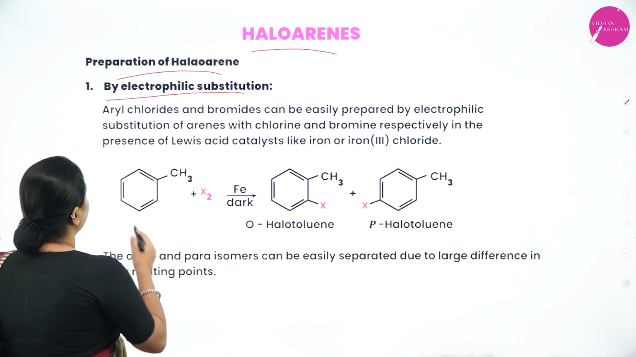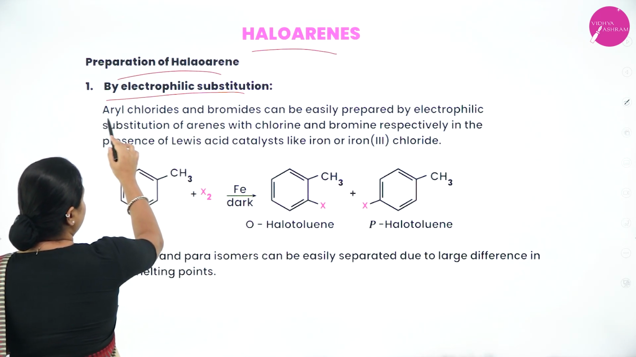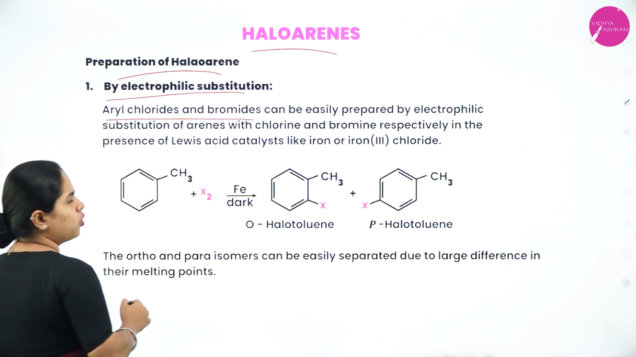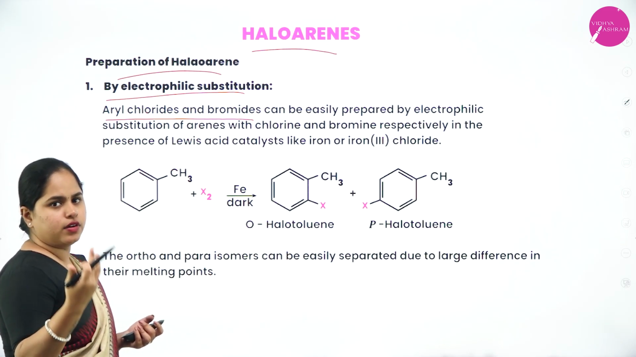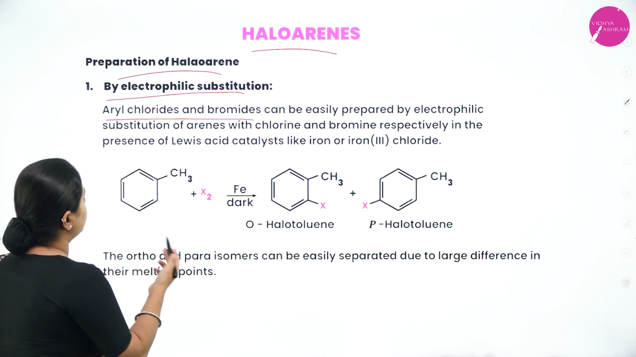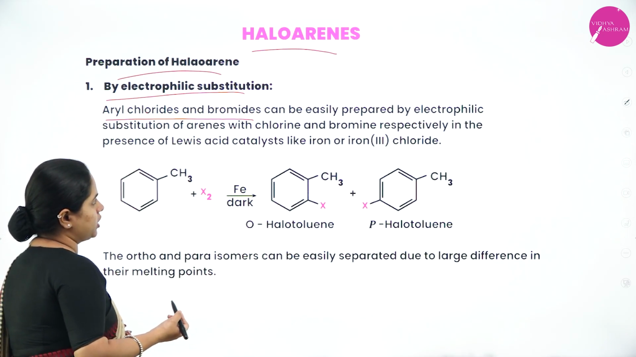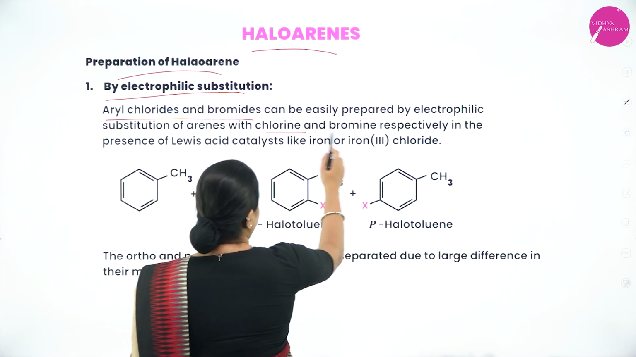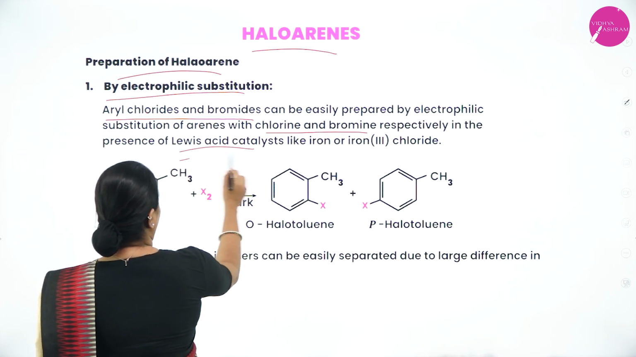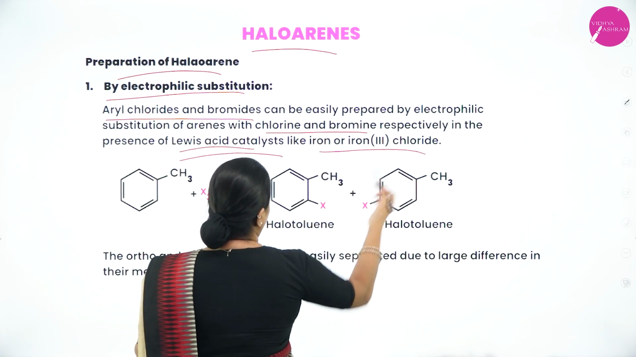Okay, let's understand. Aryl chlorides and bromides. What does aryl chloride mean? On benzene ring you have a chlorine or bromine. Aryl chlorides and bromides can be easily prepared by electrophilic substitution reaction of arenes with chlorine and bromine respectively in the presence of Lewis acid catalyst like iron or iron chloride.